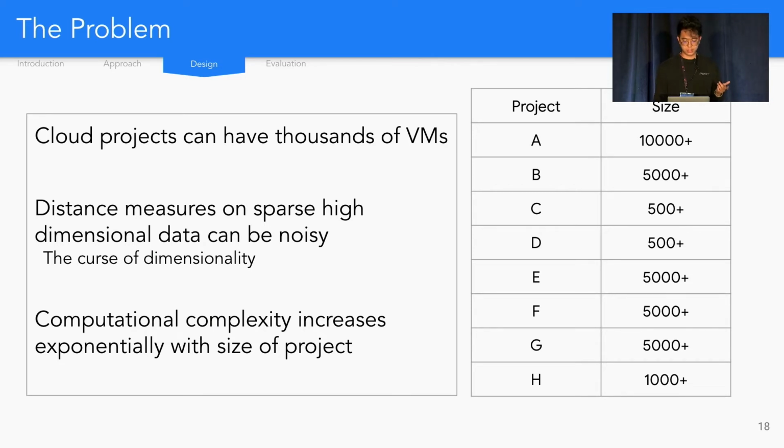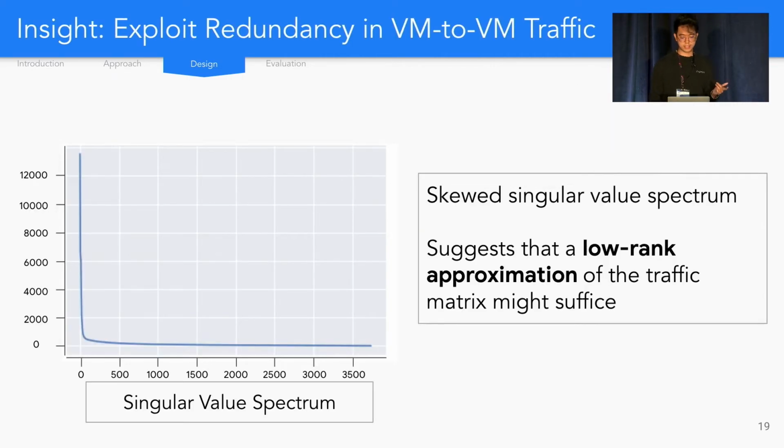Moreover, the computational capacity increases exponentially with the size of the project. Our insight is that the VM-to-VM traffic matrix contains significant redundancy. This graph shows the singular value spectrum of one of our projects. Only about 10 to 20 singular values are significant, which indicates that the traffic matrix might have a low rank structure.